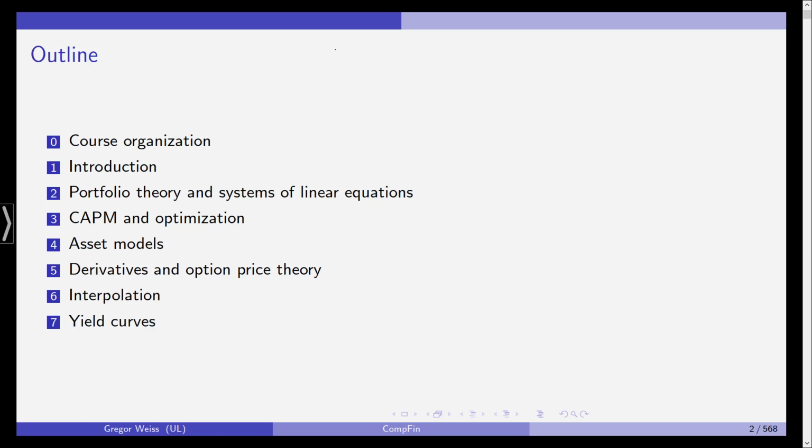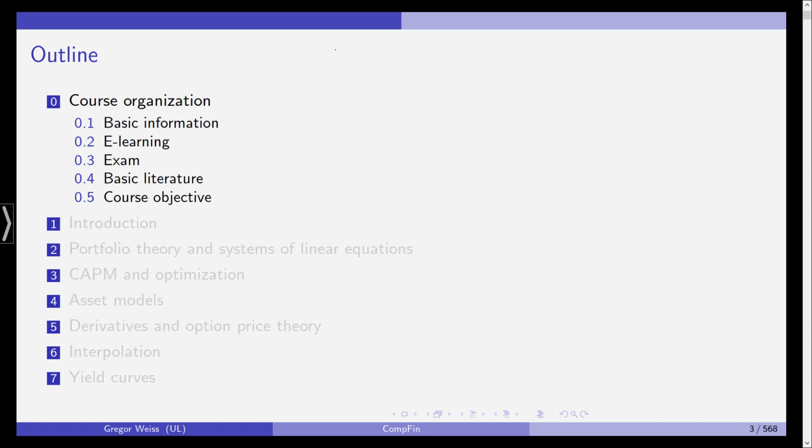And later on in chapters 6 and 7, we talk about interpolation and yield curve estimation, because this is a very nice example where you can take very general tools from numerical analysis, interpolation, and you can directly apply it in a financial setting, that is in the estimation of the yield curve. This is actually frequently done by central banks.